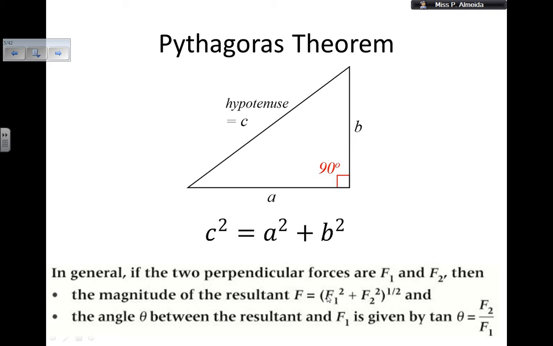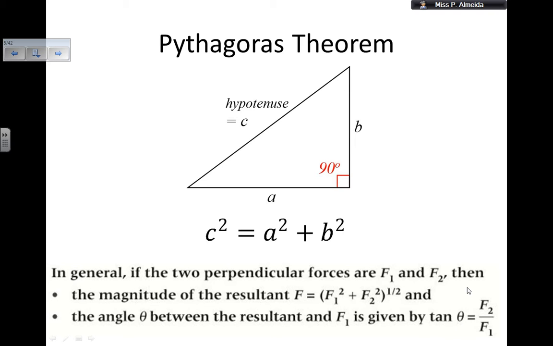If I want just F, I do the square root of f1 squared plus f2 squared. So the resultant will be the square root of the two vectors squared added together, and the angle theta between the resultant force can be given by the tangent. Remember that tangent is the opposite over the adjacent. Sine is opposite over the hypotenuse, cosine is adjacent over the hypotenuse, and opposite over the adjacent gives me the tangent.